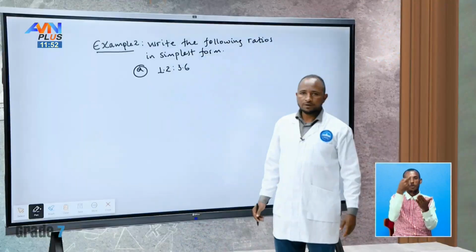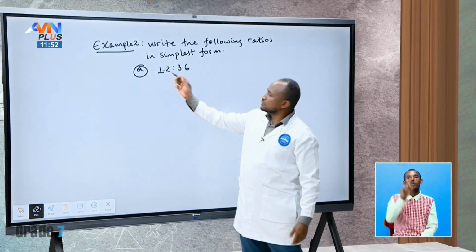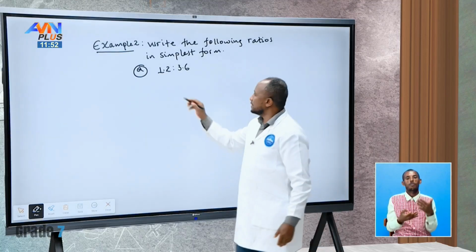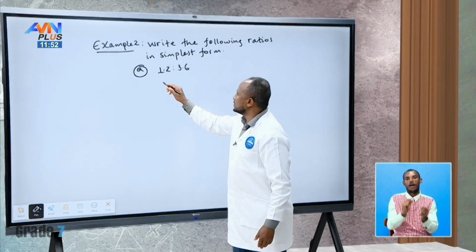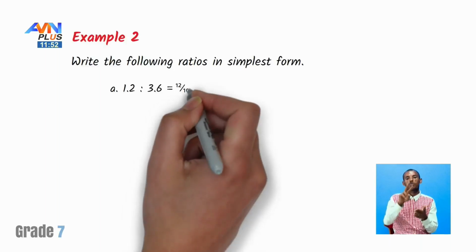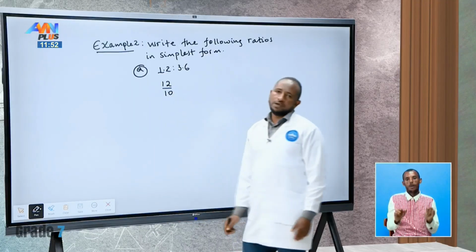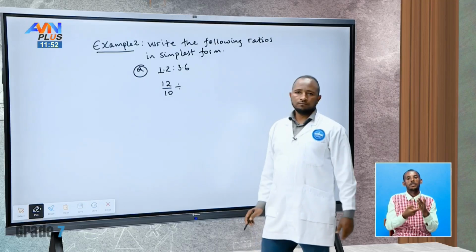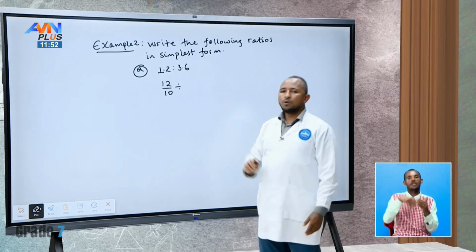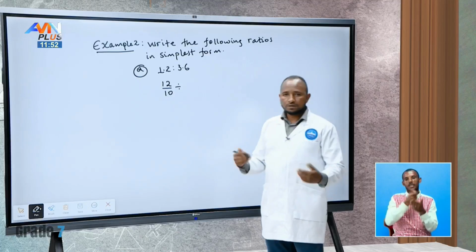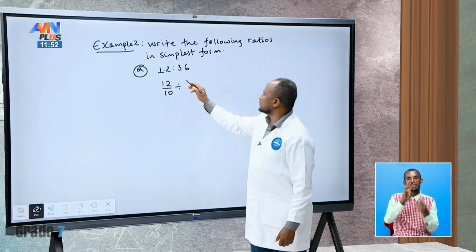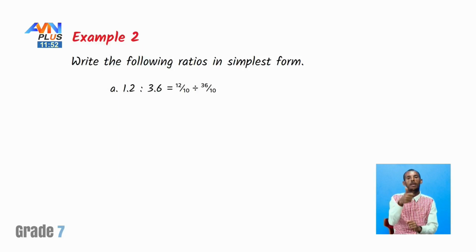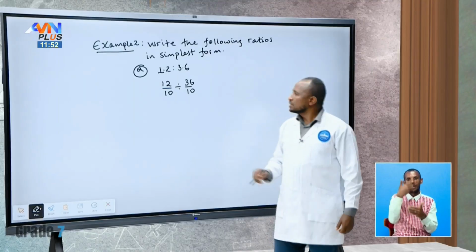So here, 1.2 can be written in fraction form. Therefore, here I can write 1.2 in this form, it is 12/10. Ratio means this is division. And then 3.6 is written as 36/10 in fraction form. So, next step, dividing.